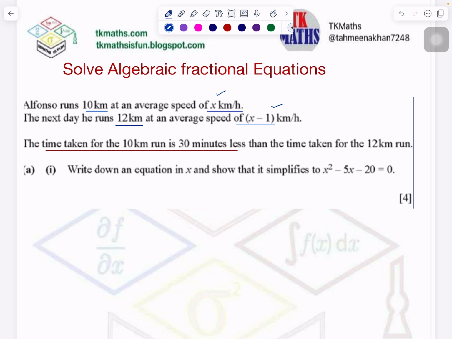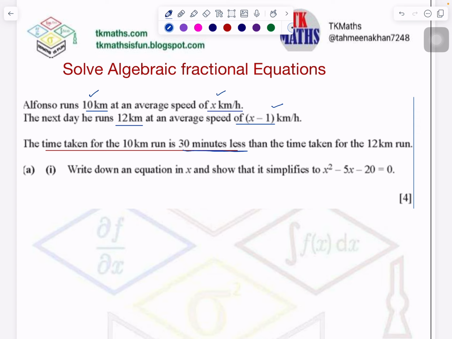So if speed is slow while you are running, you will take longer time to complete the distance. It means 10 km distance was covered faster compared to 12 km. So now let's read the question. The time taken for the 10 km run is 30 minutes less. Now this is a very important information. It will help us to form an equation.